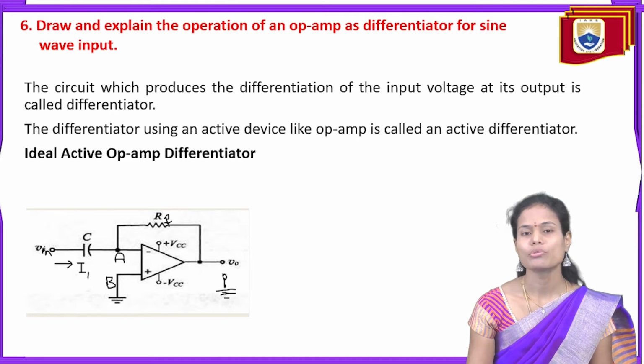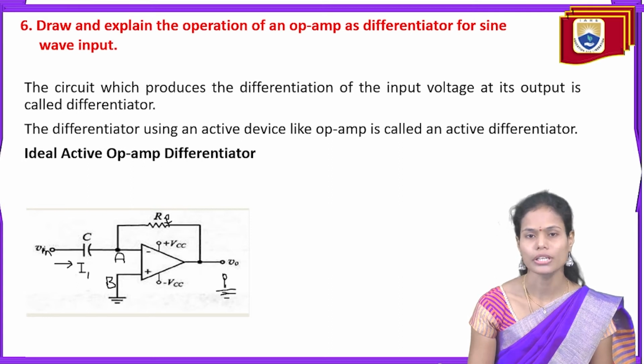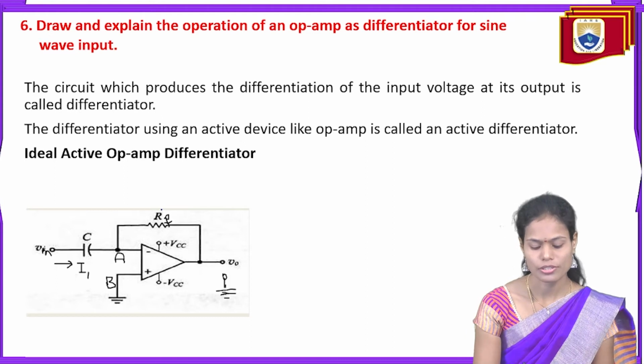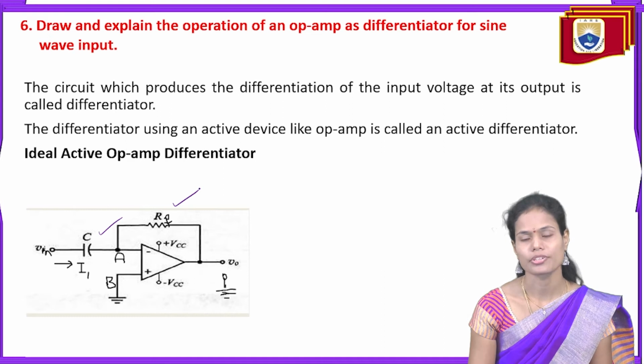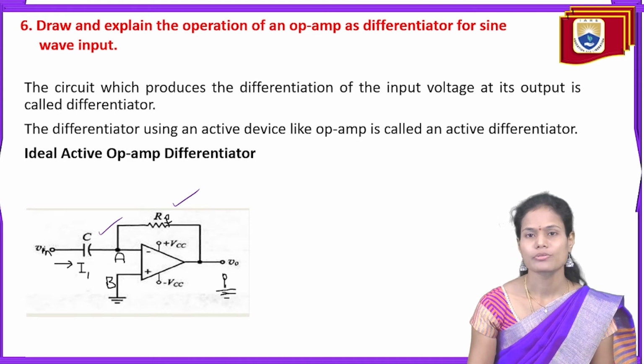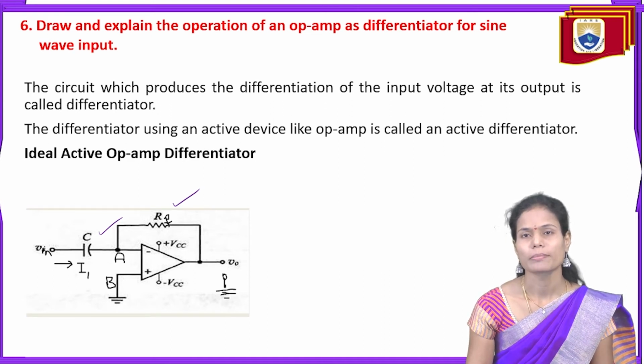And next one, draw and explain the operation of an op-amp as a differentiator for sine wave input. The only difference between the integrator and differentiator is that the differentiator performs the differentiation of the applied input signal instead of integration. If we interchange the capacitor and resistance of the integrator circuit, we get the op-amp differentiator circuit. Here we have to explain the operation of this differentiator circuit in detail.